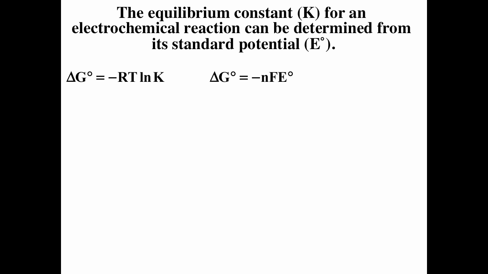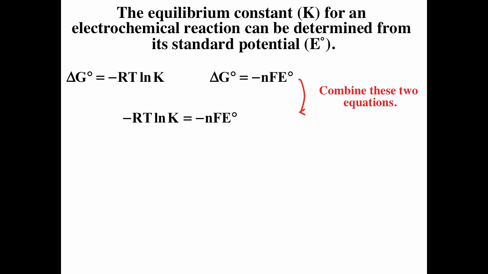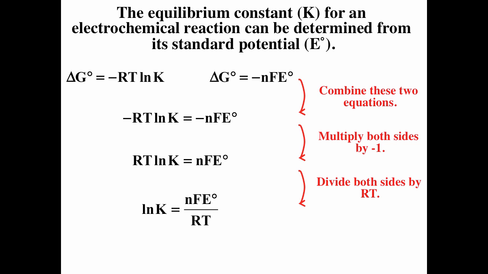And so we saw that we could relate delta G naught and E naught. Now, if you remember from your thermo, delta G naught equals minus RT natural log K. And so we should be able to relate E naught also to K. If we set minus RT natural log K equal to minus NFE, multiply by minus 1, and then divide both sides by RT, we get that. Now if we take everything to the power of e, we get that the equilibrium constant is equal to e to the power of NFE over RT.